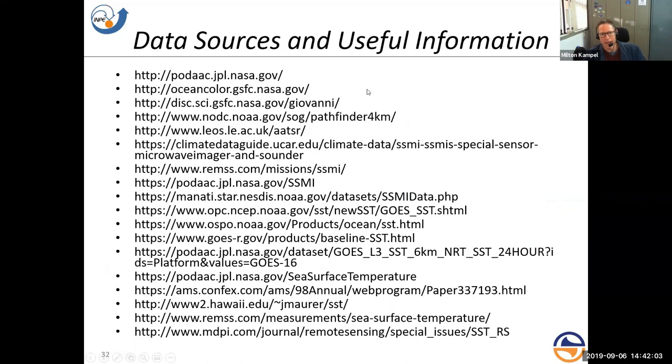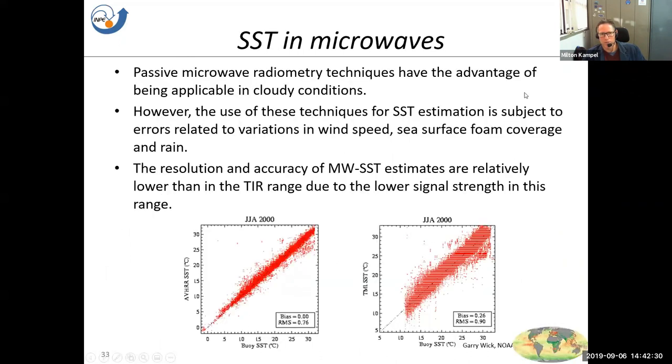And here we have an interesting list of data sources and useful information about sea surface temperature from NASA centers, data centers, such as the one in JPL. OceanColor also provides you sea surface temperature data. Giovanni, we're gonna see a little bit more later, the Pathfinder. And there are many others, University of Hawaii, NOAA here, and also some literature where you can get more information, theoretical background if you wish.